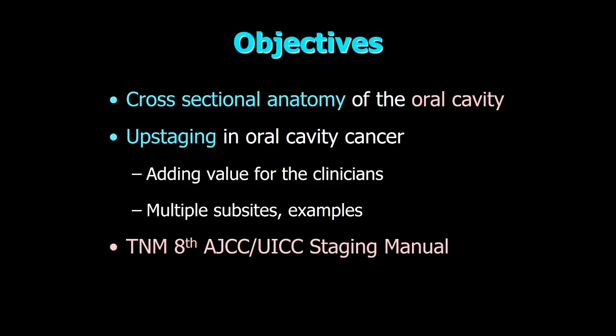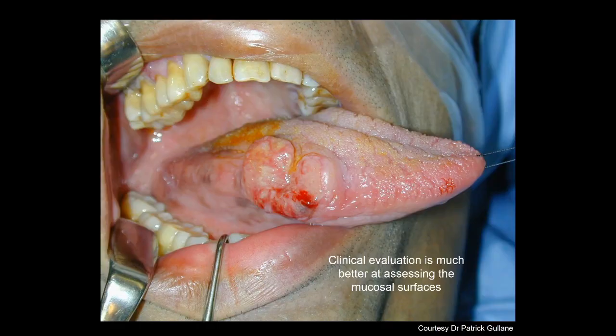For this lecture, we will review the cross-sectional imaging anatomy of the oral cavity. We will then cover the topic of upstaging of oral cavity cancer and how we as radiologists can add value for the clinicians. We will also discuss the changes in oral cavity cancer imaging in the 8th edition of the TNM staging manual.